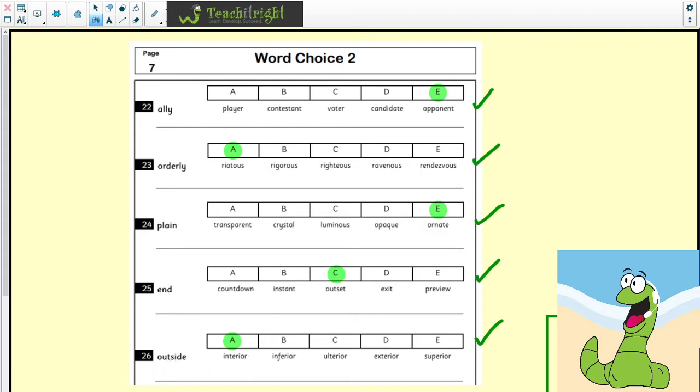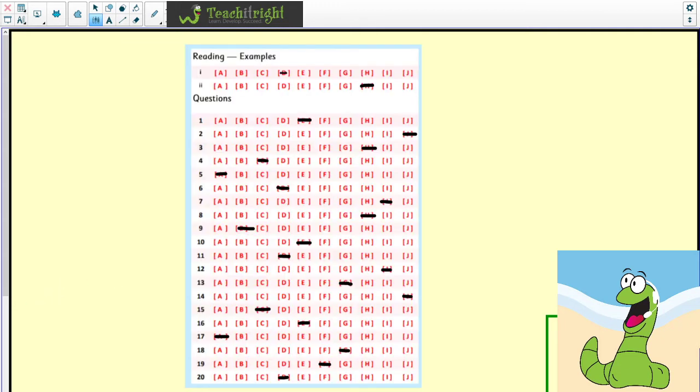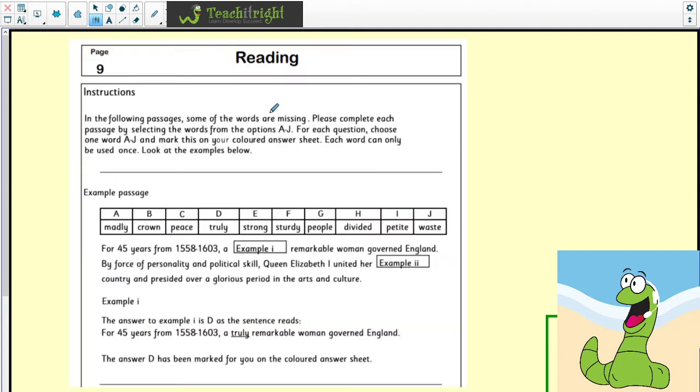So again, I would certainly recommend that if there are any words that you don't know, even in the words that are not part of the answer, it is worth making sure that you know all of those definitions. I'm going to move on now to the reading section. The reading section is also commonly known as close passages. So we're going to have a look and see what you had to do for the close passage.